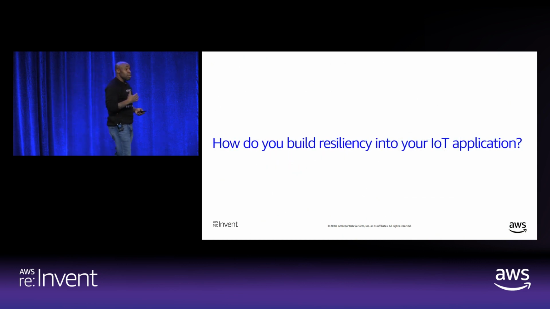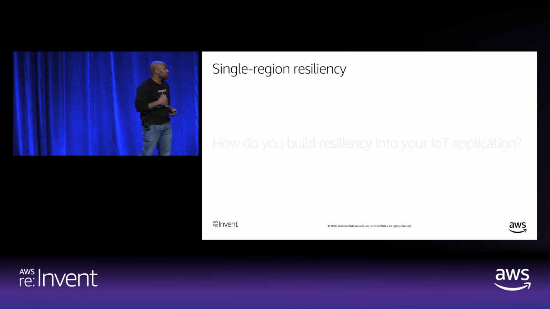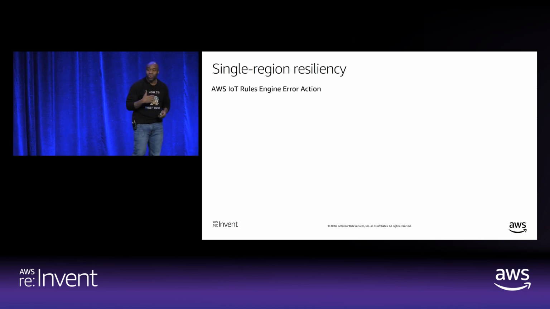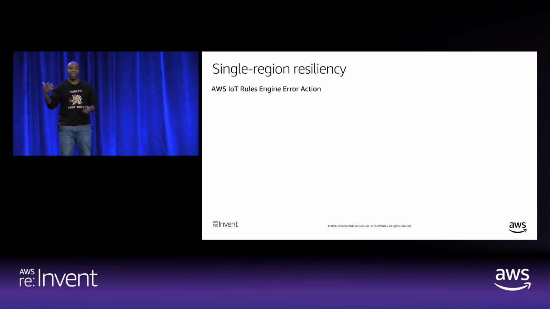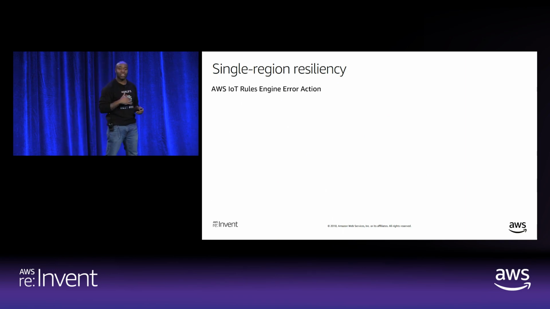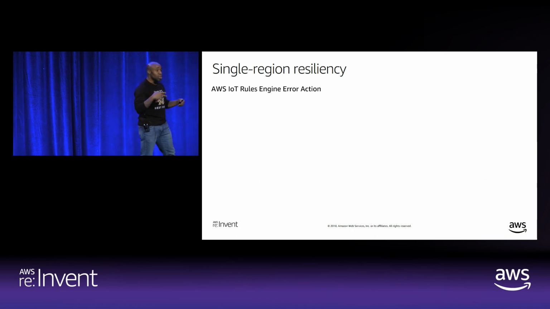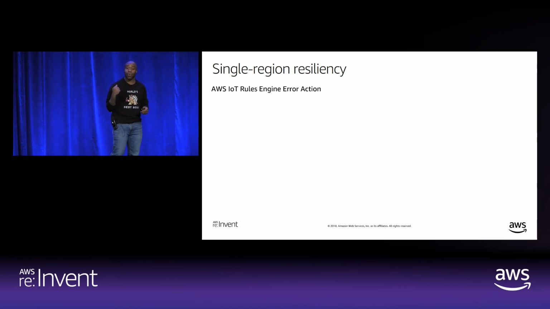So the next table stake was really building single region resiliency. And these really come into a few things. If you're not using the AWS IoT Rules Engine error action, it's just a nice way that if for some reason we can't write to the downstream service, we can then pick another service to write to on your behalf. So if for some reason we can't get to Dynamo, you can say, send this data to Kinesis, send it into S3. And with this single region resiliency, you can still continue to operate even if another service downstream is impacted.